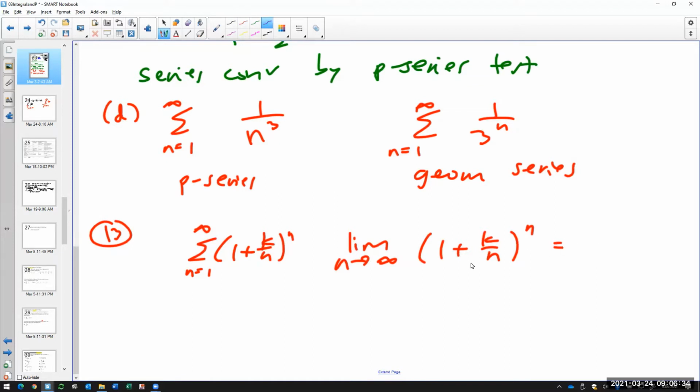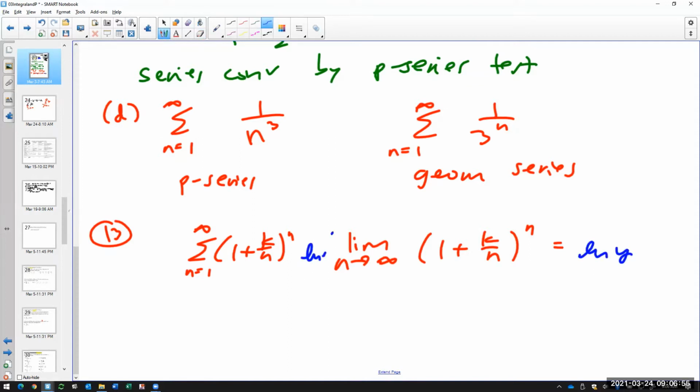Do you understand? If this is the nth term test for divergence, if this is a number, then this thing diverges. Everybody good with that? So I'm going to try to get this to be a number. Do you remember if you have something raised to the n, you set this equal to y? Okay, and then you take the log of both sides.